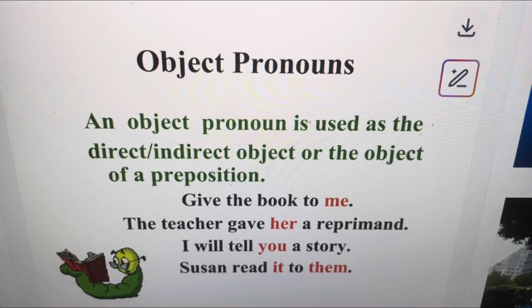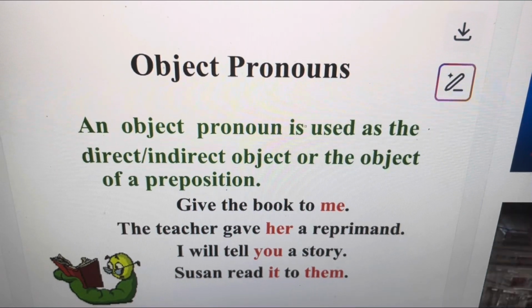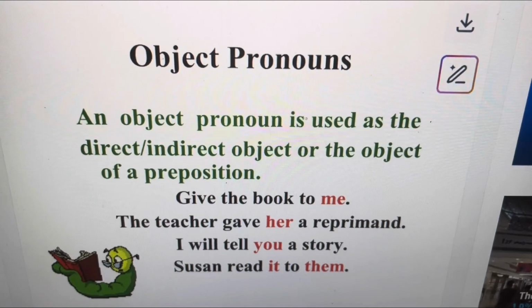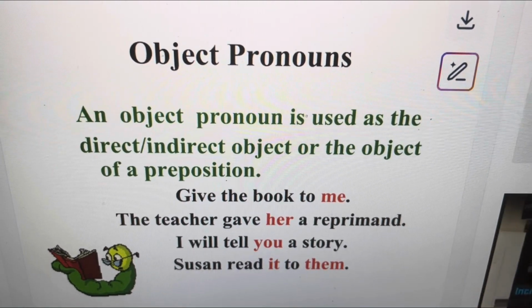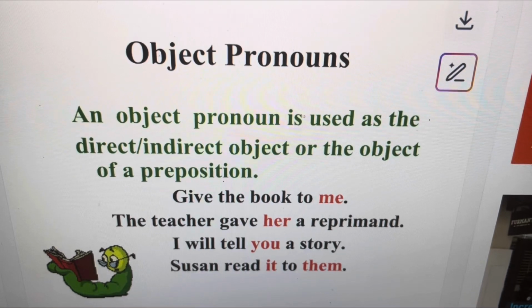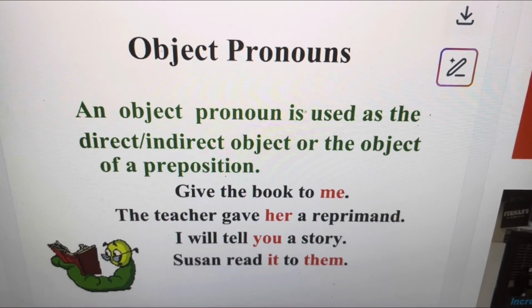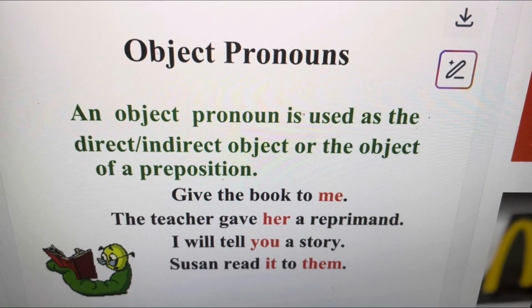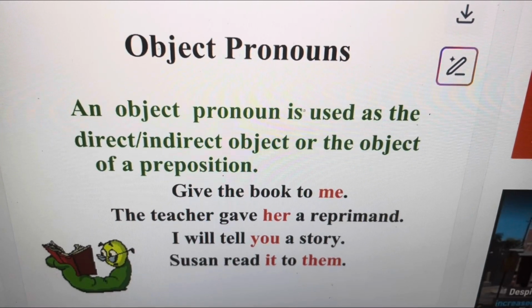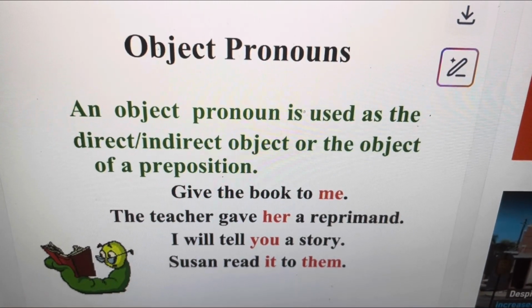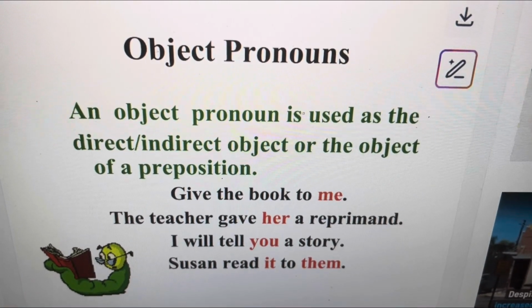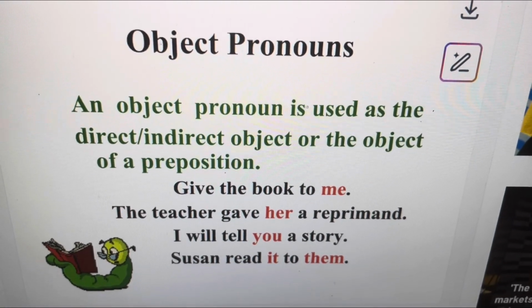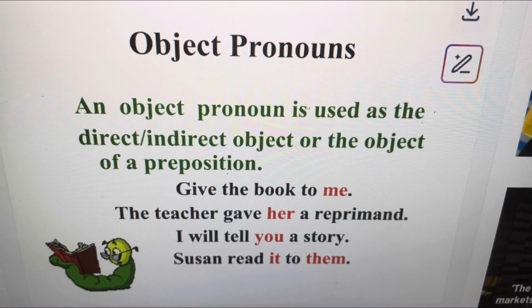Next one is object pronouns. What all are object pronouns? An object pronoun is used as the direct object, indirect object or the object of a preposition. Don't be confused here. We are talking about an object. See the pronouns in red color, they all came at the back of the sentence. Give the book to me. You are talking about a book, and to whom will you give the book? To me. So me is a pronoun here.